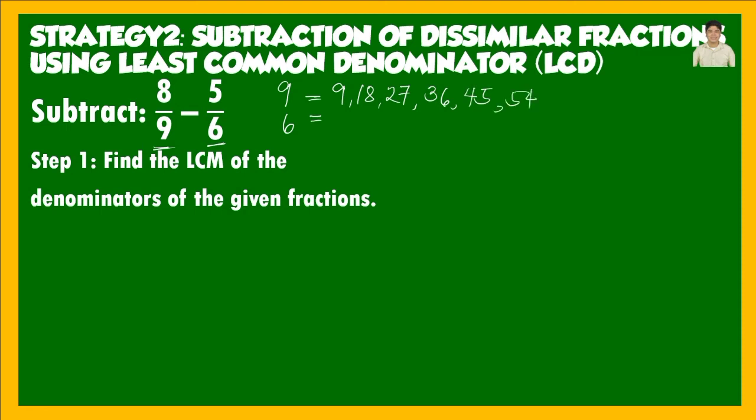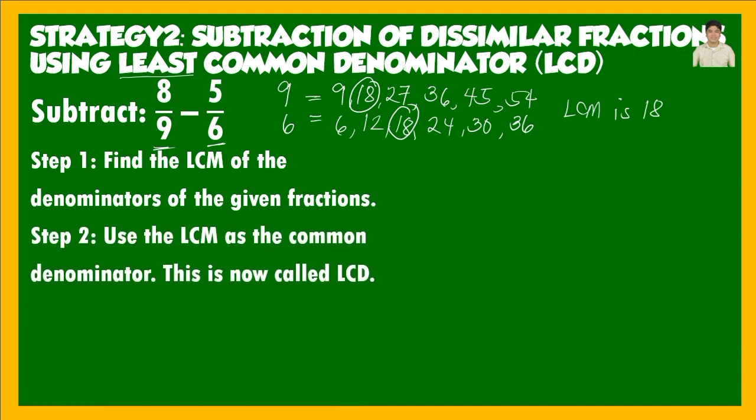Next, for 6 naman, 6, 12, 18, 24, 30, 36. What is the least common multiple? The answer is 18. So, kahit na nakita natin parehong 36 meron sa multiples ng 9 and 6, kinukuha po natin syempre yung least, yung pinaka mababa. Therefore, the LCM is 18.